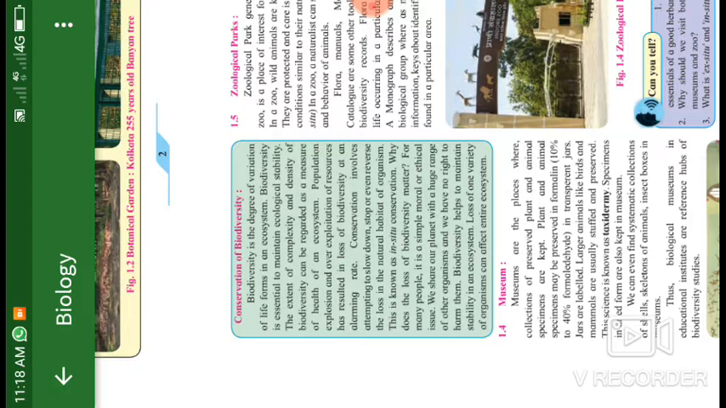Specimens in a dried form are also kept in a museum. We can even find systematic collections of shells, skeletons of animals, and insect boxes in a museum. The biological museums in educational institutes are reference hubs for biodiversity studies.